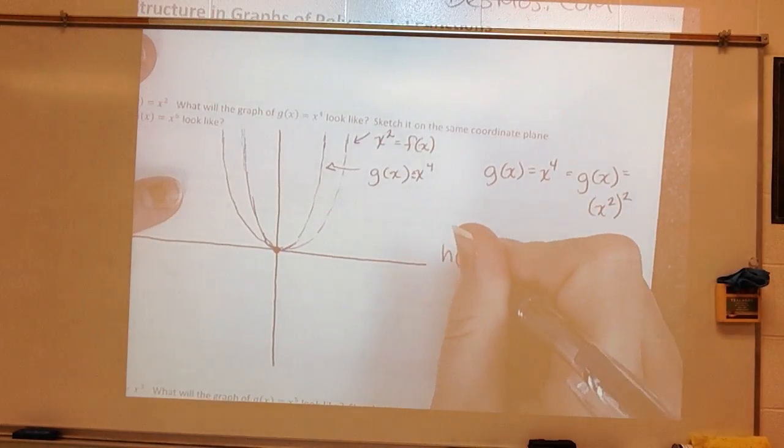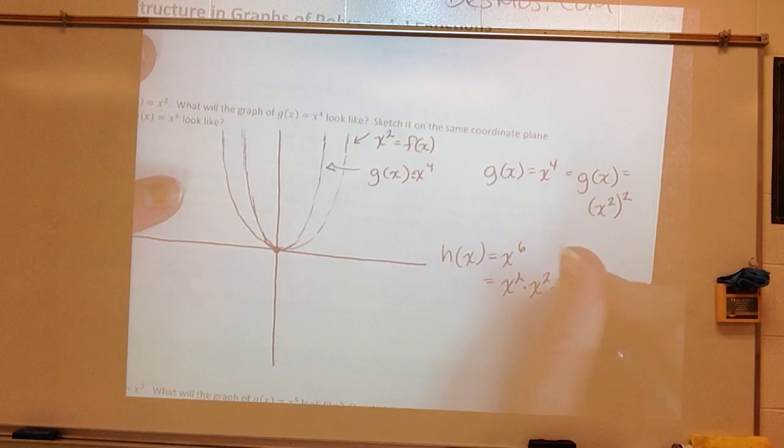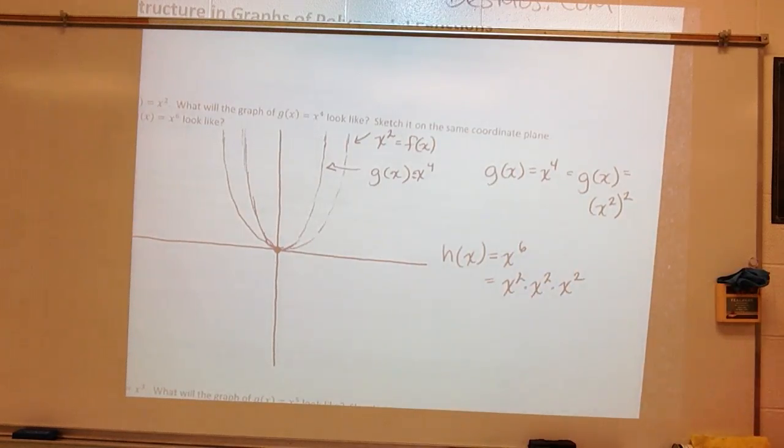Well, look at this. That is the same thing as saying x squared times x squared times x squared. So now I'm taking my original graph and multiplying it three times. So it's still going to pass through the same origin. Since we're squaring and multiplying by squares, the graph of h should look about the same as the graphs of f and g.